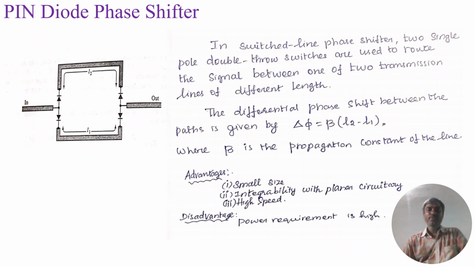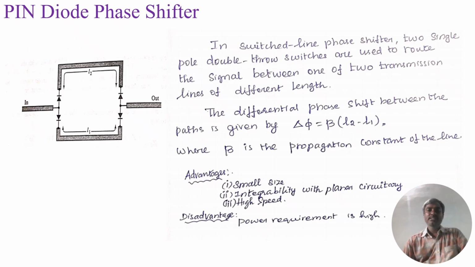In the pin diode phase shifter, different levels of phase shift can be obtained by directing the microwave signal through two different paths having different lengths. That amount of phase shift is directly proportional to the length of the path.